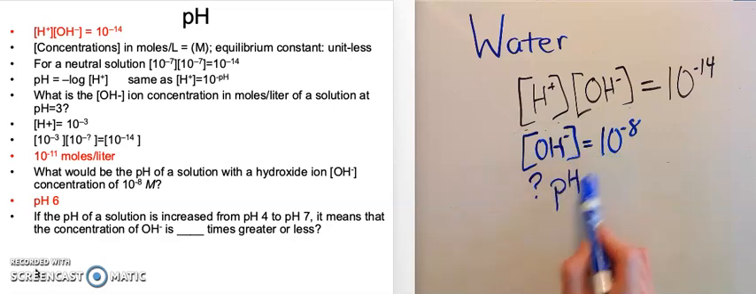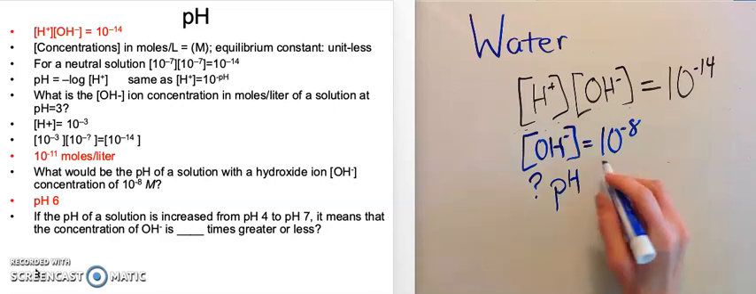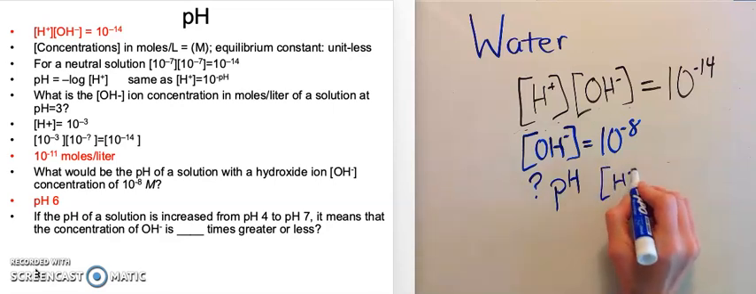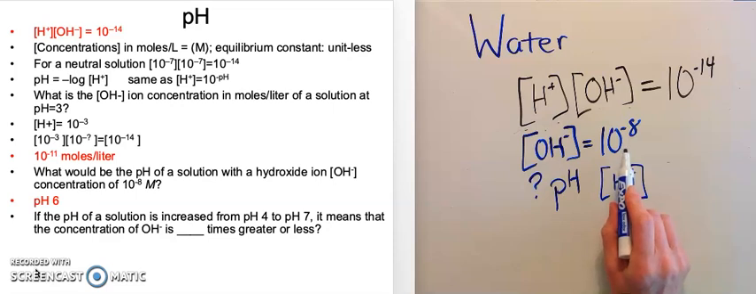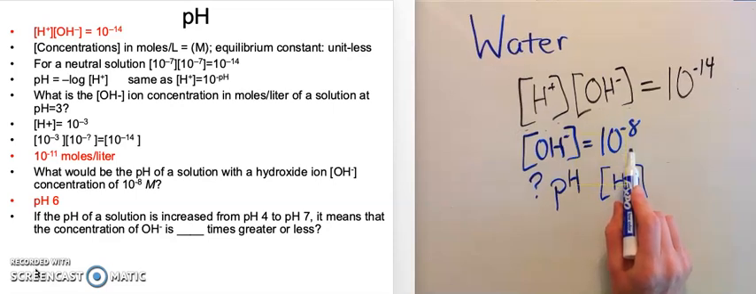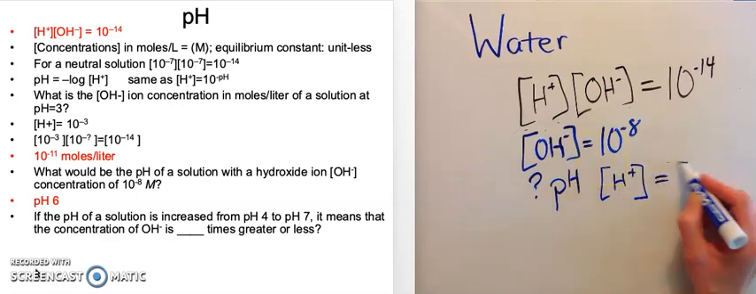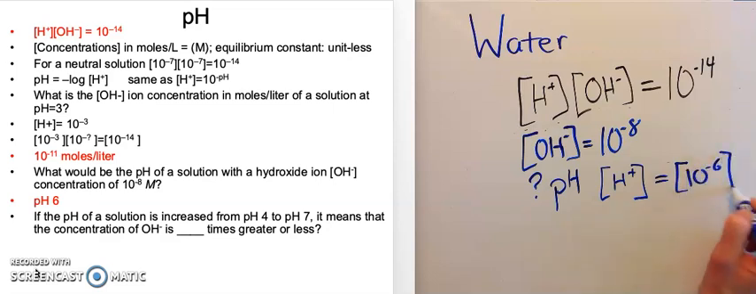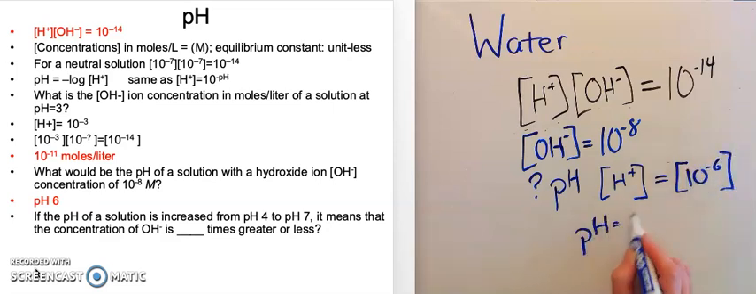I could also ask you a question where I tell you that the hydroxide ion concentration is 10 to the negative 8 and ask you what is the pH. So again, to get to this, we have to think, what is the hydrogen ion concentration? If our hydroxide ion concentration is 10 to the negative 8, then our hydrogen ion concentration has to be 10 to the negative 6, which means that our pH is 6.